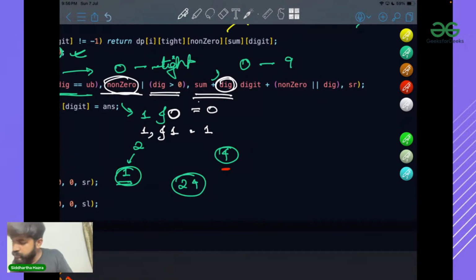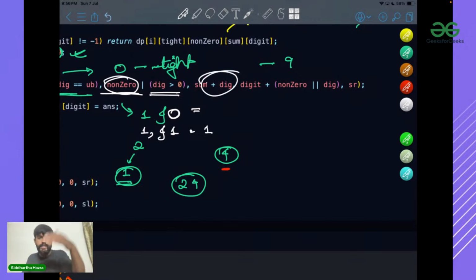And then what was this? Sum of the digits. As we are moving forward, we just keep appending the sum of the digits. Now the digit count would only increase. The digit count would only increase of 0 when we have seen a non-zero. That is why the non-zero is coming into picture over here for increasing the digit count.